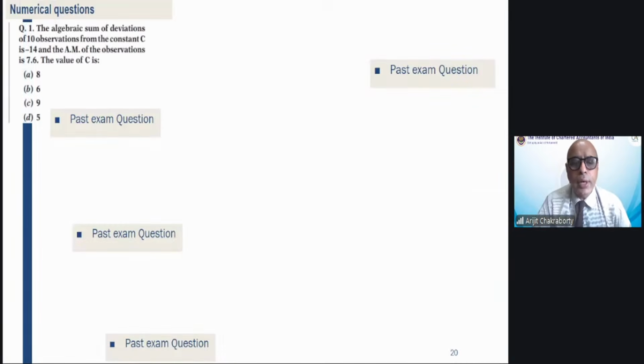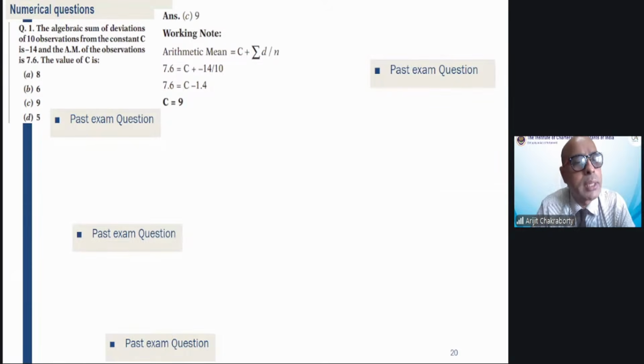We go to the next lot of questions, which as you can see are the numerical questions. The first question, algebraic sum of deviations of 10 observations from the constant C is -14 and the AM is 7.6. You have to find C. So here we apply the formula of assumed mean. Arithmetic mean, we will take the constant C and then the deviation from C, and accordingly the value of C works out to 9.